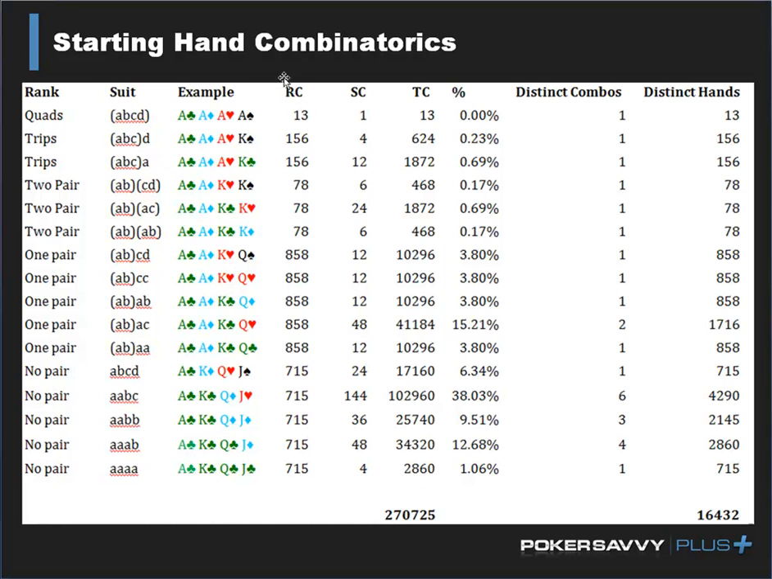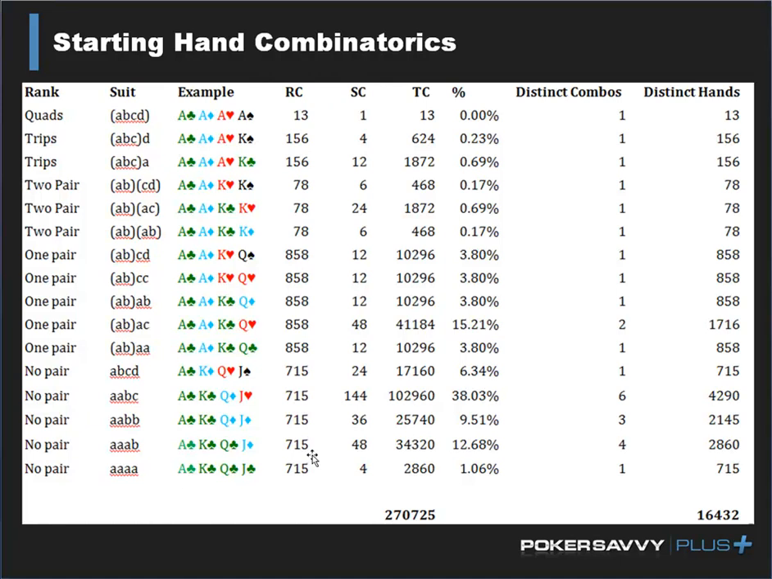Rank combinations. This is RC. It stands for rank combination. And this is the number of ways that you can choose whatever hand fits this form. Quads, trips, 2-pair, 1-pair, or no pair. And sort of using distinct ranks for the hand.